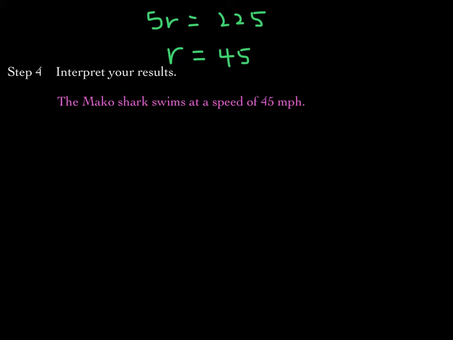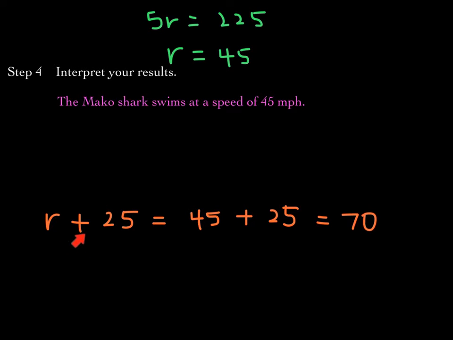Now, let's not forget the speed of the sailfish. Do you remember this expression from the beginning? r plus 25. So in this case, it'll be 45 plus 25 because that's what we found r to be, which would be 70. Do you remember that this expression represents the speed of the sailfish? So let's add that to our findings. The speed of the sailfish is 70 miles per hour.